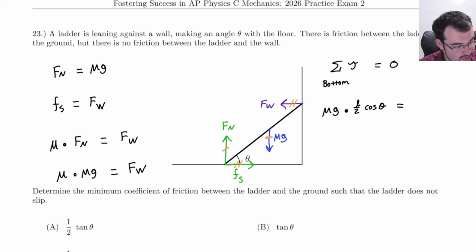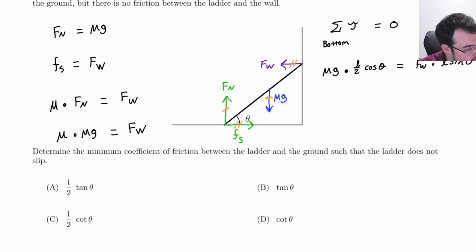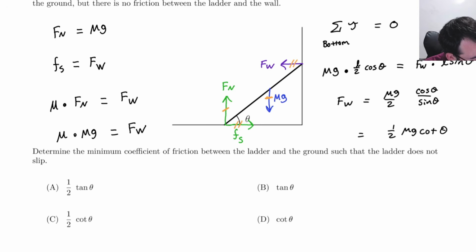And then that torque must be balanced by the wall. And since the wall force is horizontal, we want the vertical distance to the wall from the bottom. So that would be the full L times sine theta. So just equating these things here, we get F wall would be equal to mg over 2 times cosine theta over sine theta, which is 1/2 mg cotangent theta.